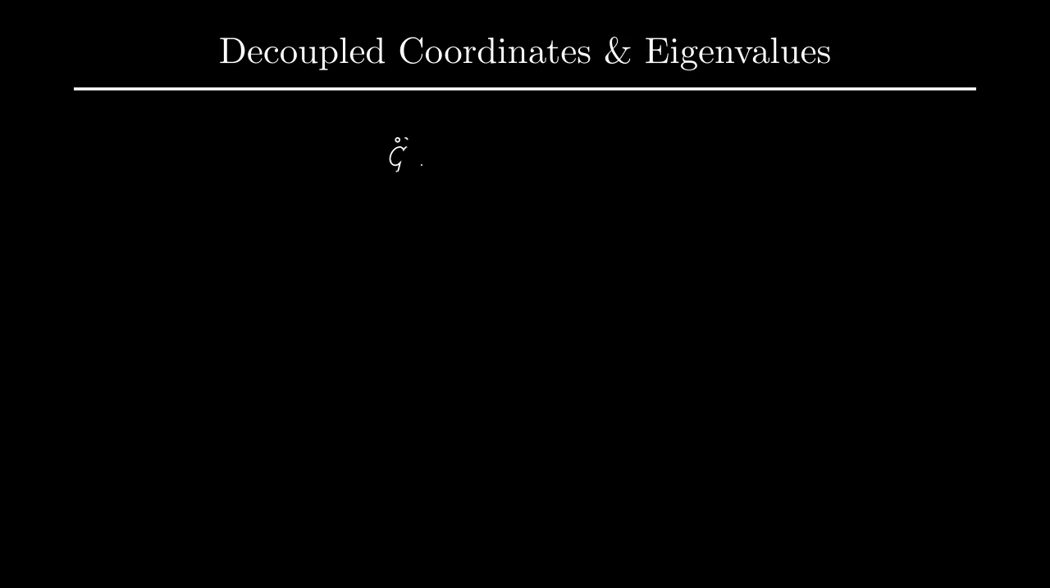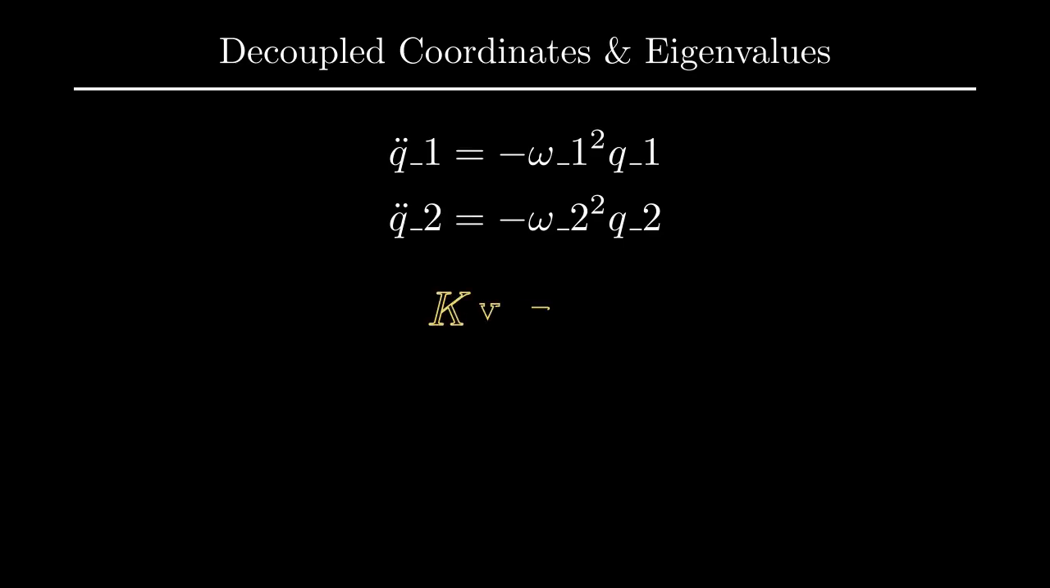In this new q-coordinate system, the equations of motion separate into q1 double prime equals negative omega 1 squared q1 and q2 double prime equals negative omega 2 squared q2. Now, q1 and q2 are independent simple harmonic oscillators. The first represents the center of mass motion, while the second represents the relative stretching motion. This is the power of the eigenvalue problem.